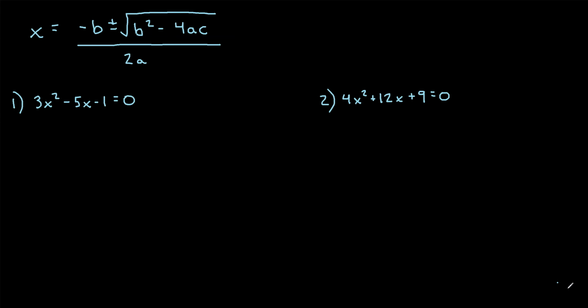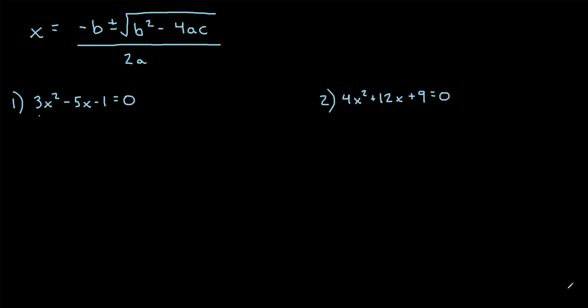In this video, I will explain how to use the quadratic formula to solve equations. So the quadratic formula is written as follows. x is equal to negative b plus or minus the square root of b squared minus 4ac, over 2a. So let's use this formula to solve for x in a couple different examples.